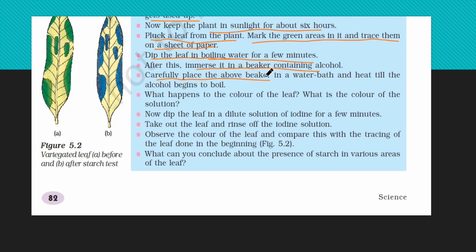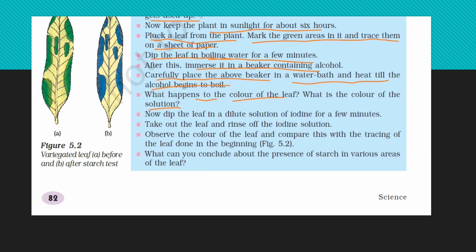Now carefully place the above beaker in a water bath and heat till the alcohol begins to boil. So once we dip the leaf in alcohol, we place the alcohol carefully in a water bath till it begins to boil. Now what happens to the color of the leaf? What is the color of the solution now?